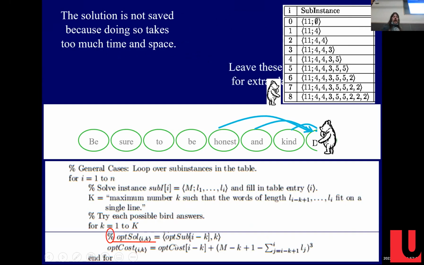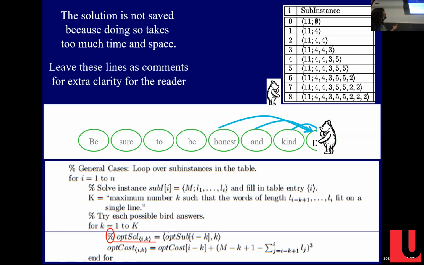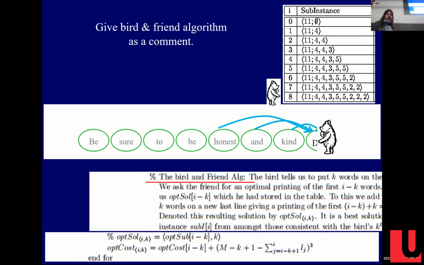All right. And this is just a comment. We're not saving it, but I say leave those lines, put that line in there so that the marker knows that you know how to do it. In fact, it's somewhat easier to do this. And then once you've done that, think, oh, now what's the cost of that solution? So it's kind of in the same boat here.